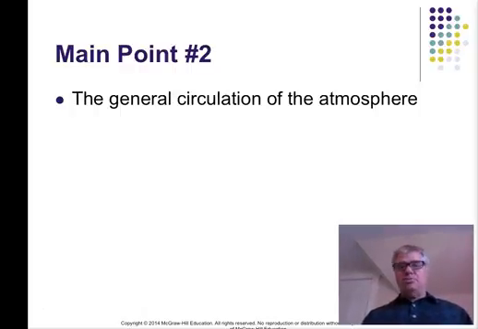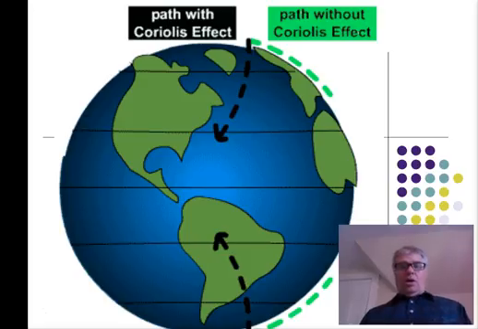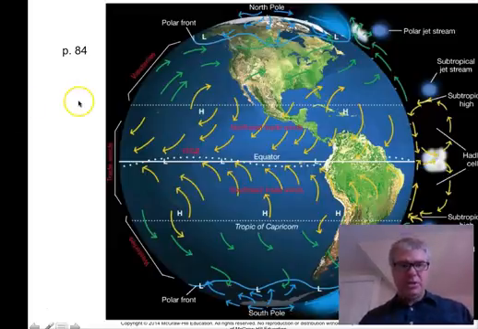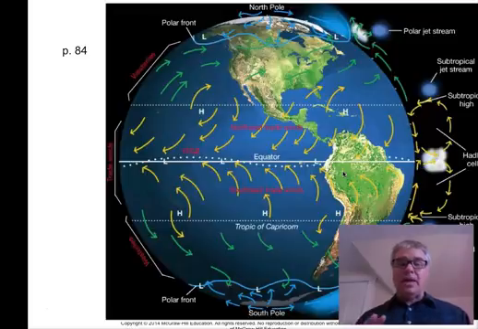Main point number two is the general circulation of the atmosphere. Sorry, it says a page number here, and I don't believe that's the right page for the book. This is the general model for how the winds move around the Earth. And this is a very critical idea because of how it works.